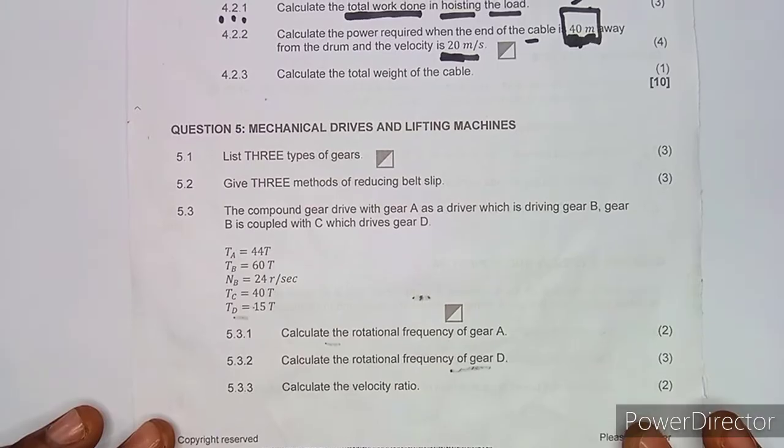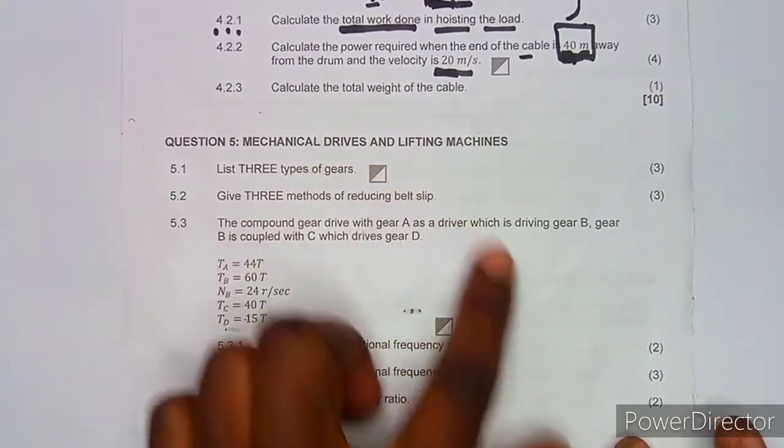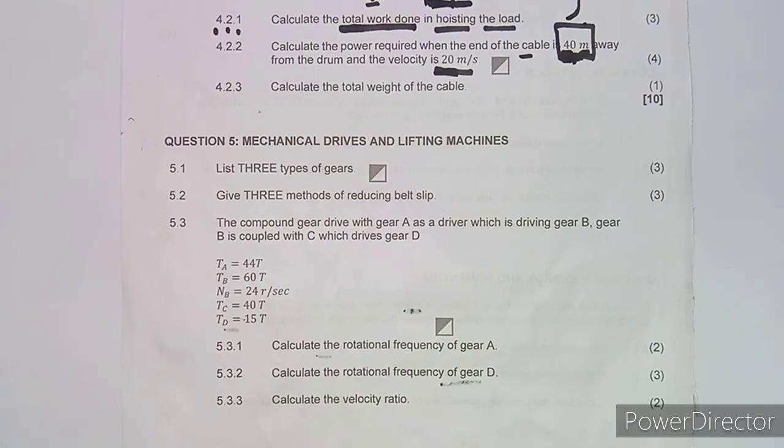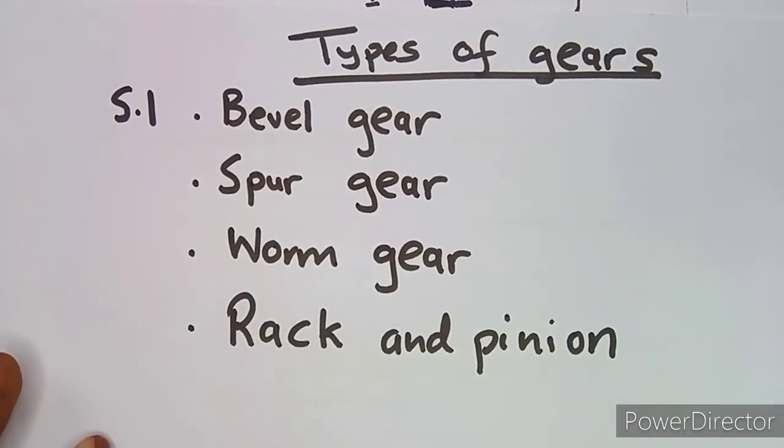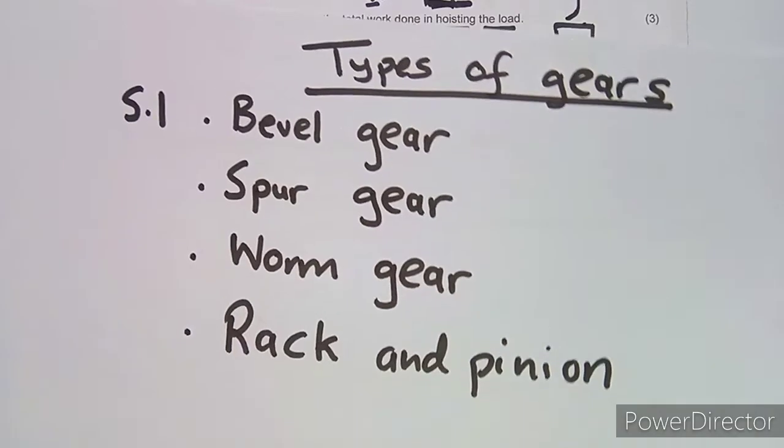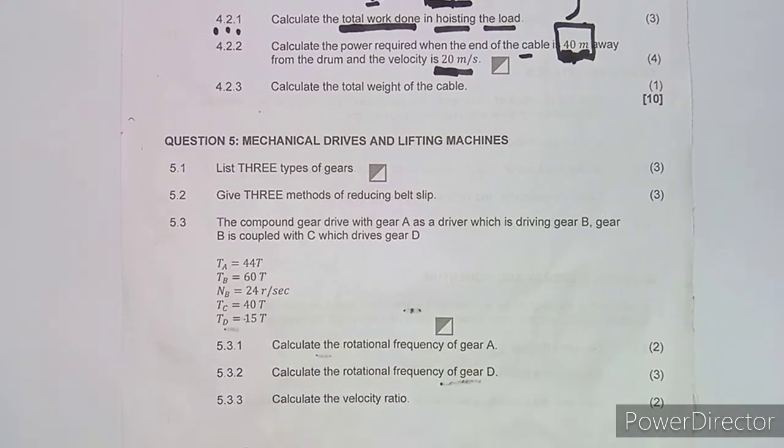Let's quickly rush through the question that we are given on mechanical drives and lifting machines. We are asked to list 3 types of gears. The types of gears on 5.1 are the bevel gear, the spur gear, the worm gear, and also the rack and the pinion. So you can use these for the typical types of gears. That was on 5.1.